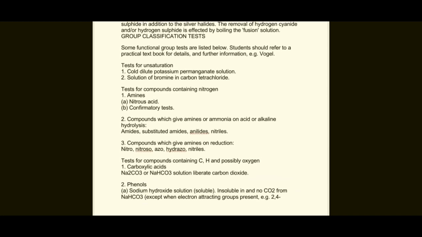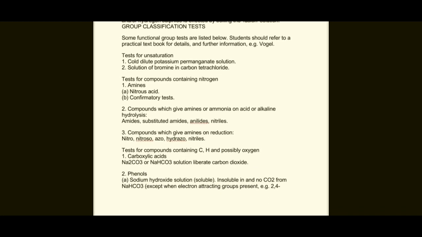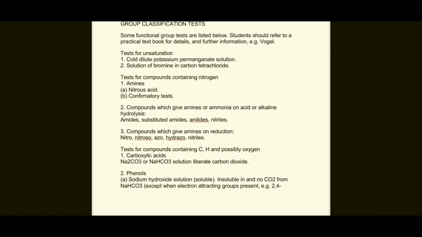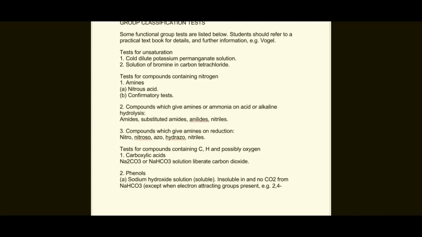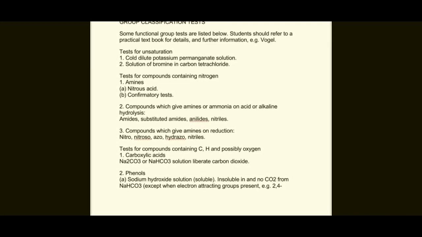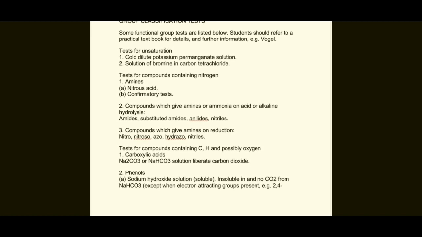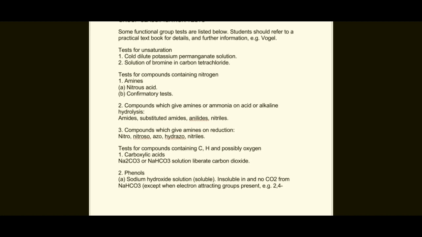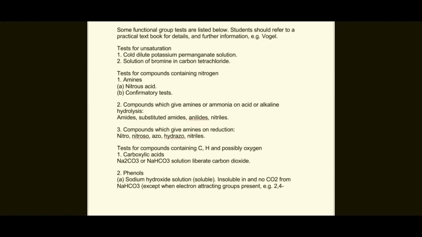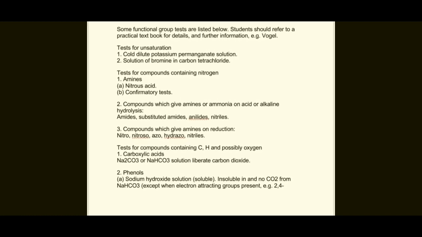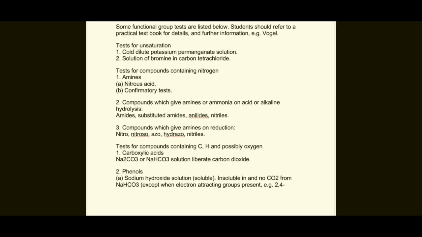And next are the compounds which give amines and ammonia on acid or alkaline hydrolysis, such as substituted amides, anilides and nitriles, and compounds which give amines on reduction, that is nitro, azo, hydroxylamino and nitriles. Okay students, next are the tests for compounds containing carbon, hydrogen and possibly oxygen. Carboxylic acid dissolves in Na2CO3 and NaHCO3 solution, liberating carbon dioxide.